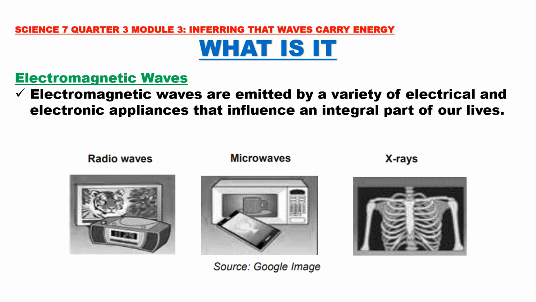Next, electromagnetic waves are emitted by a variety of electrical and electronic appliances that influence an integral part of our lives. So, radio waves are emitted by radios, microwaves are emitted by cell phones, and X-rays are emitted by X-ray machines.